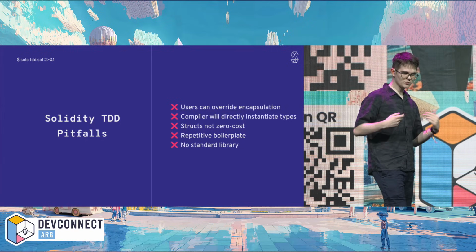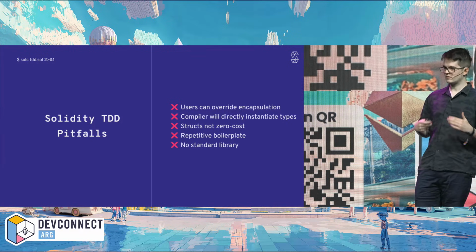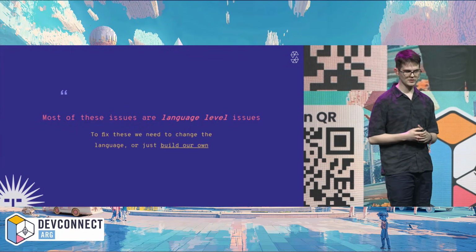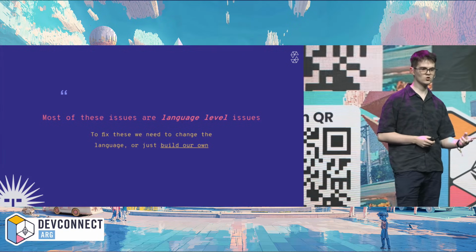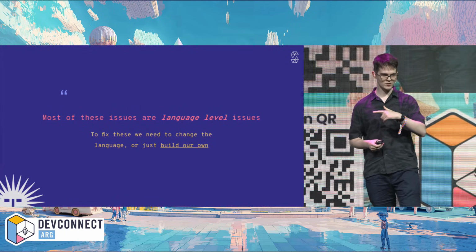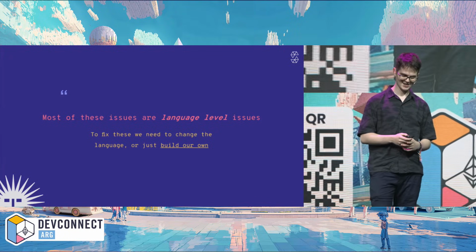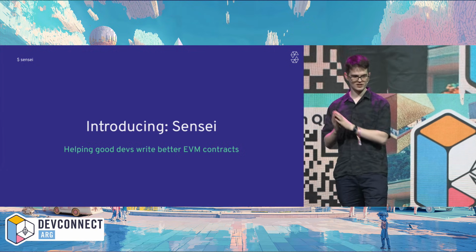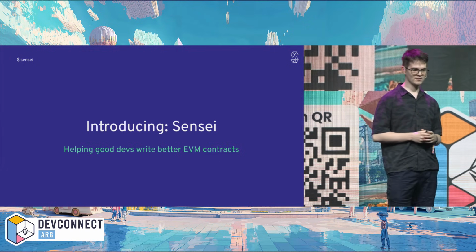So if we want to improve this, what can we do? Because if we think about all these pitfalls related to trying to do type-driven development, they're really language-level issues, right? So we have two options. We can change the language, or we can build our own. So today, I'd like to introduce or announce my new project called Sensei. And it's a new smart contract language for the EVM that I'm developing.